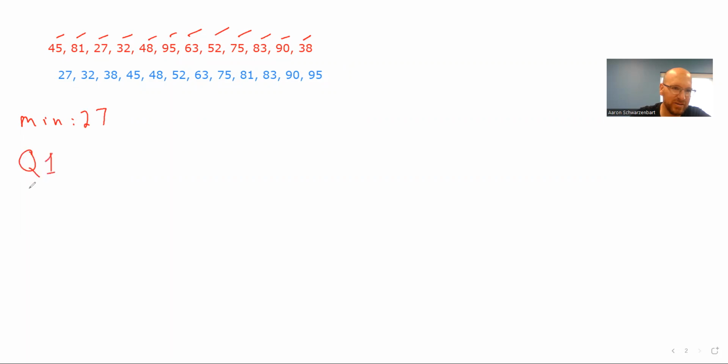Q1. Median. Q3. Maximum. Max is largest number. That's 95.